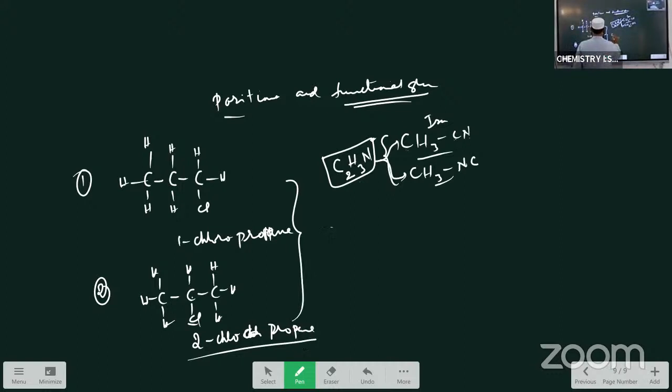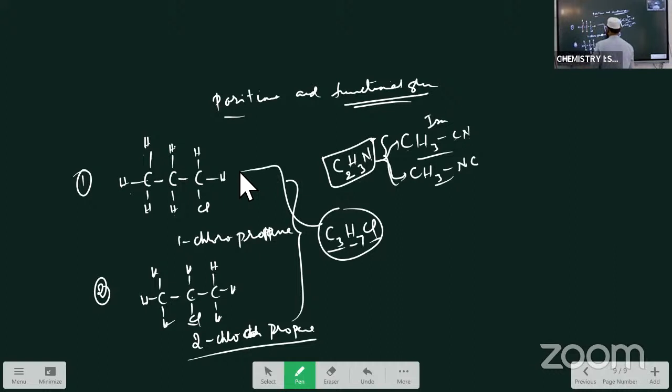How many carbons are there? 3 carbons. How many hydrogens are there? 1, 2, 3, 4, 5, 6, 7. 7 hydrogens and 1 chlorine atom. So in this compound there are 3 carbon atoms, 7 hydrogens and 1 chlorine. With this formula I am writing two different compounds. One is called 1-chloropropane and the second one is called 2-chloropropane.